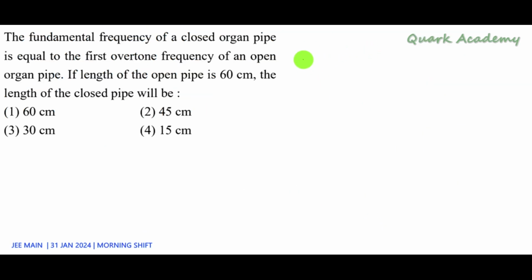In this question, the fundamental frequency of a closed organ pipe is equal to the first overtone of an open organ pipe. So let's draw the closed organ pipe and open organ pipe first. This is the closed organ pipe. One end should be closed. In an open organ pipe, both the ends are open.